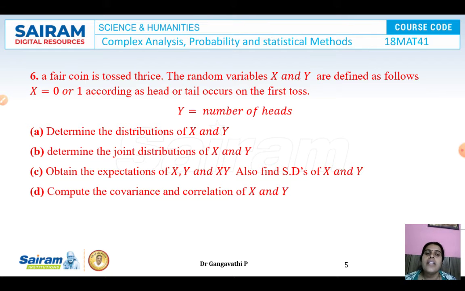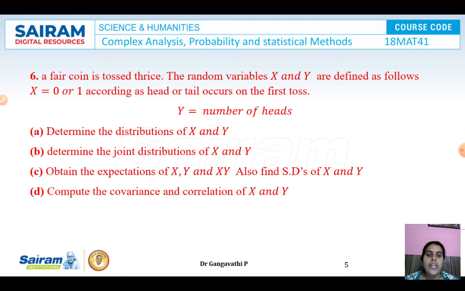So now look at another problem. A fair coin is tossed thrice. The random variables x and y are defined as follows. X is equal to 0 or 1 according as head or tail occurs in the first toss. Y is the number of heads. So instead of giving the values for x and y, the conditions have been given, and we need to assign the real values for x1, x2 and so on with the conditions. With these conditions, we need to determine the distributions of x and y.